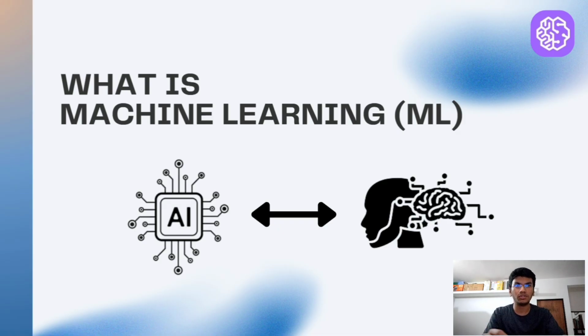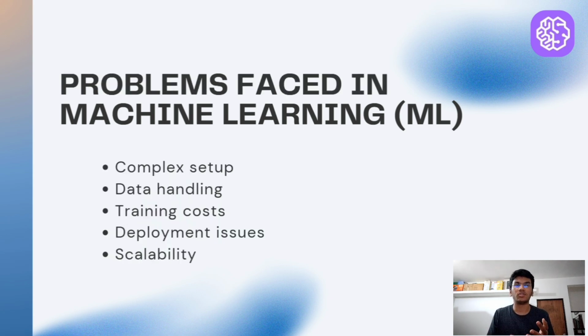When we talk about traditional machine learning, there are a few big challenges that developers and data scientists often face. The first one is the complex setup. Setting up and managing machine learning infrastructure is not simple. It usually needs powerful servers, GPUs, and specialized tools which can be hard to install and maintain.